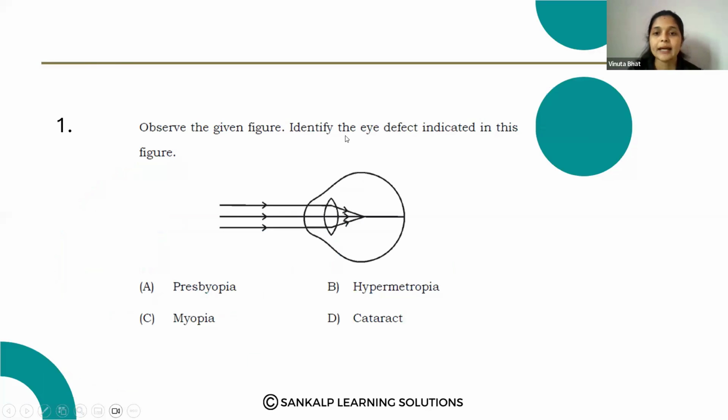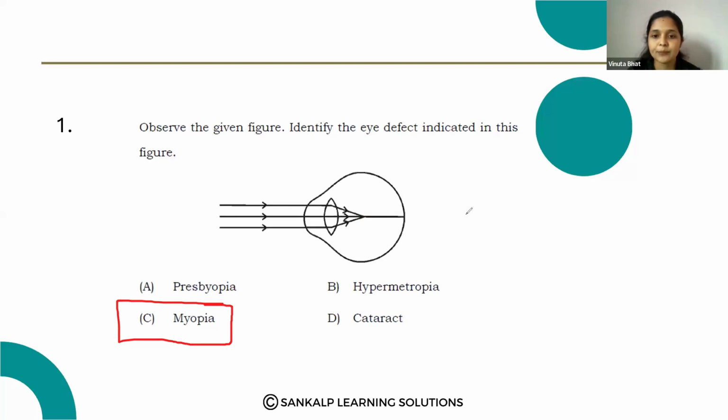Observe the given figure. Identify the eye defect indicated in this figure. Option A, presbyopia. Option B, hypermetropia. Option C, myopia. Option D, cataract. Just see the diagram. Here you can see the image which is formed here, right? Commonly the image should form on the retina, but you can see the image formation here. So if you see the diagram, you can easily say that this is the type of eye defect, that is myopia, right? Option C, myopia.